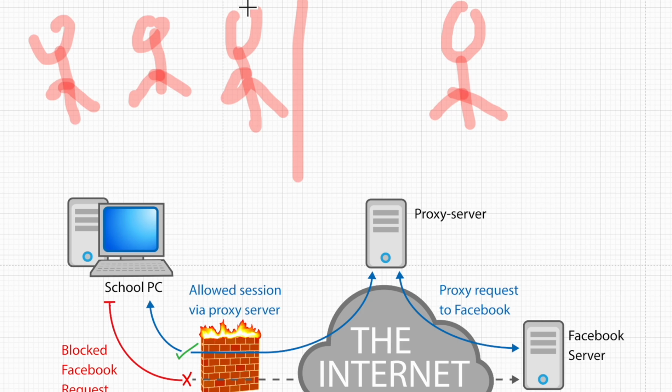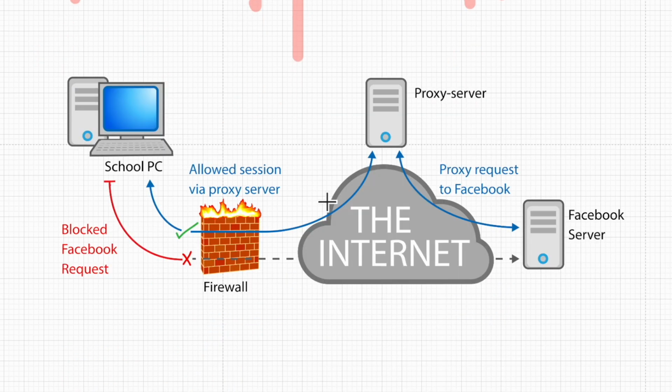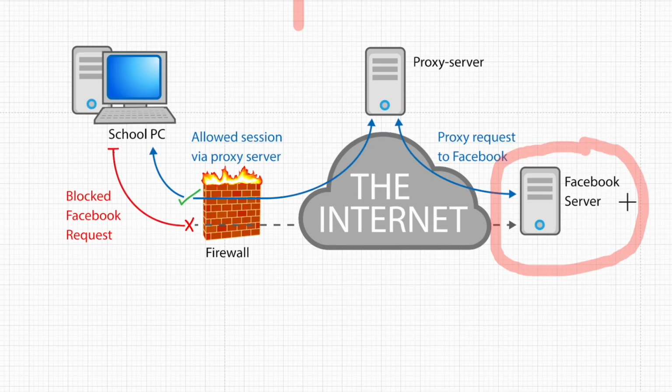That is proxy. Another example, again from the school itself: the school internet has a firewall, and this firewall blocks social sites. For example, Facebook is blocked. If you try to access Facebook from the school PC, you won't be able to, because the firewall has rules wherein Facebook is blacklisted.